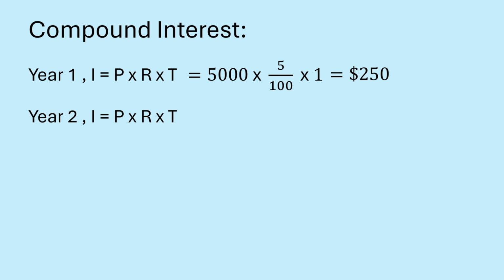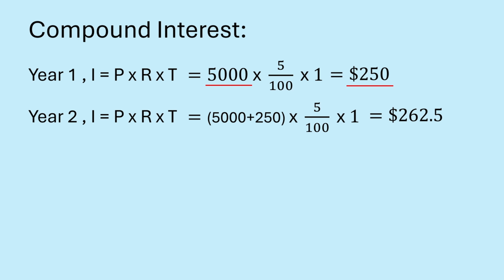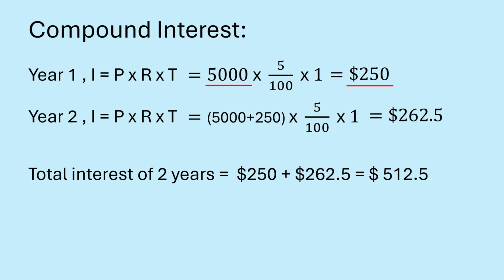For second year, interest is equal to P multiplied by R multiplied by T. Now principal amount will change from 5,000. It will be 5,000 plus 250. So for second year, interest is equal to 5,000 plus 250 multiplied by 5 divided by 100 multiplied by 1 year. When we simplify this equation, answer is $262.5. So total interest of 2 years is equal to $250 plus $262.5. Answer is $512.5. So this is the compound interest.